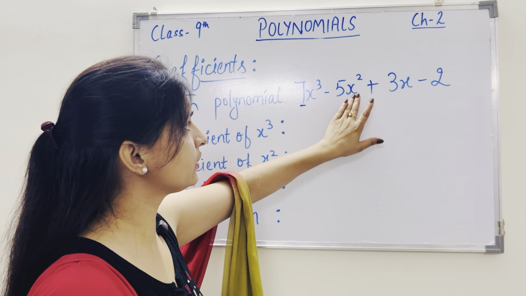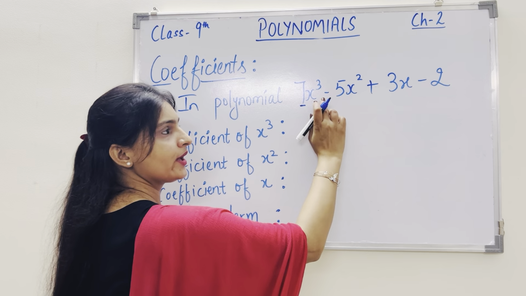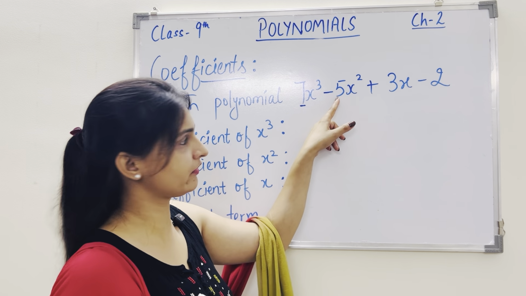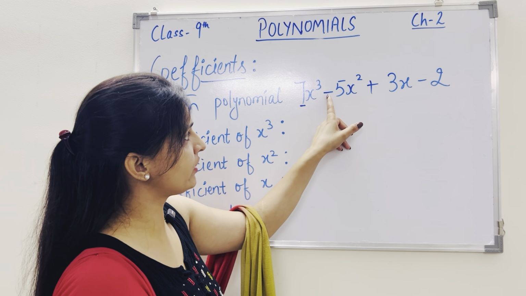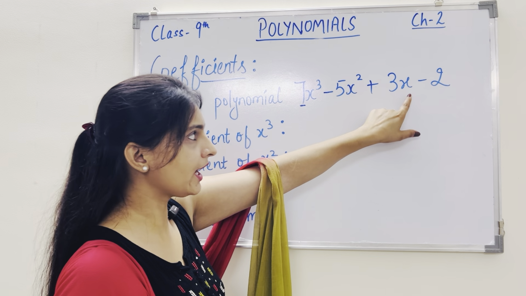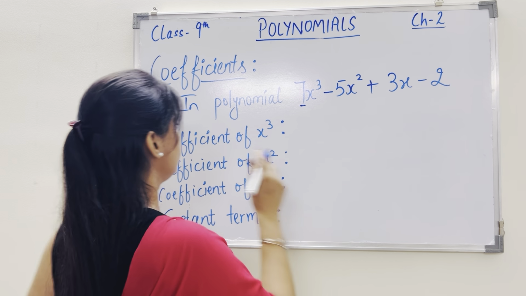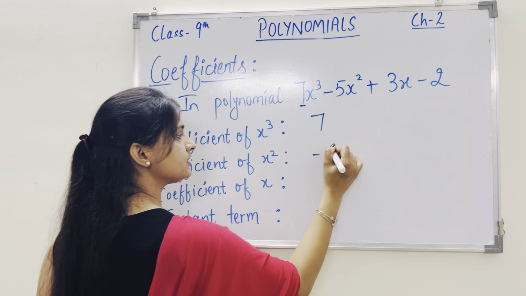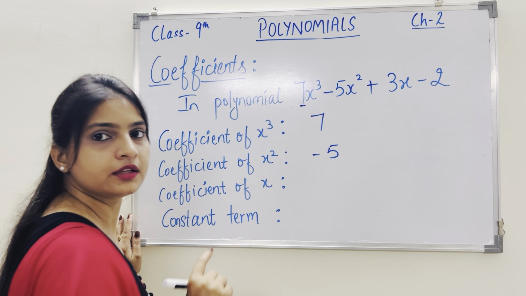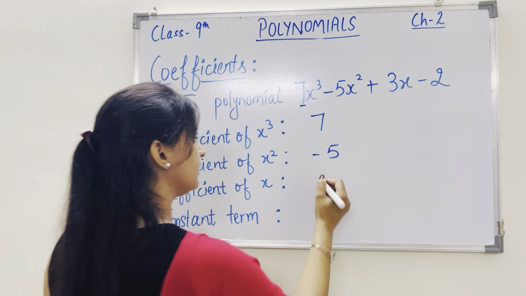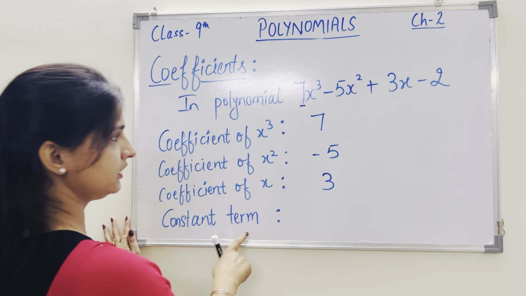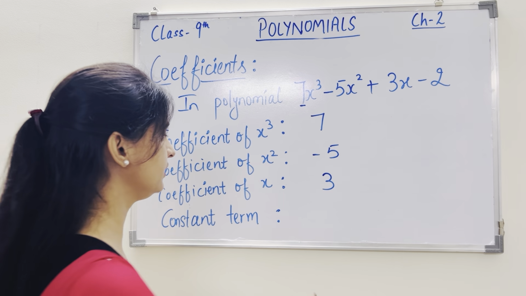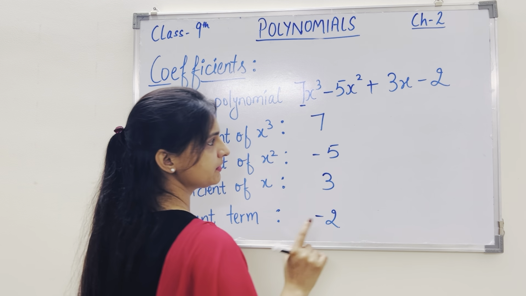Likewise, what is the coefficient of x square? With the sign, you have to consider minus 5. The coefficient of x square is minus 5 and the coefficient of x is plus 3. The coefficient of x cube is 7 here, the coefficient of x square is minus 5 here, the coefficient of x is 3 here. And what is the constant term? The constant term is minus 2 here.